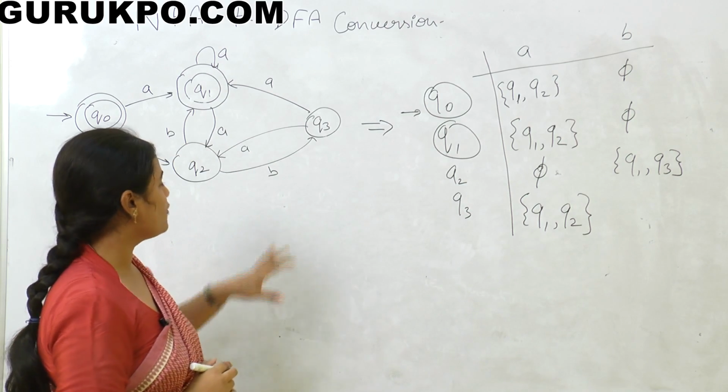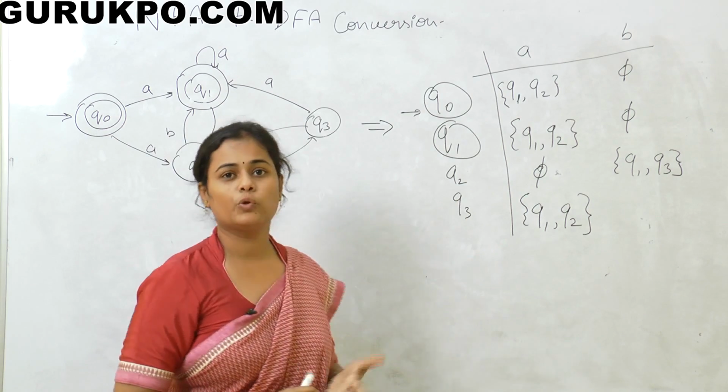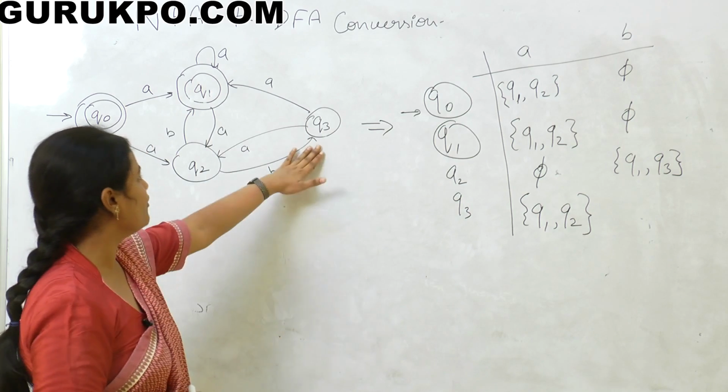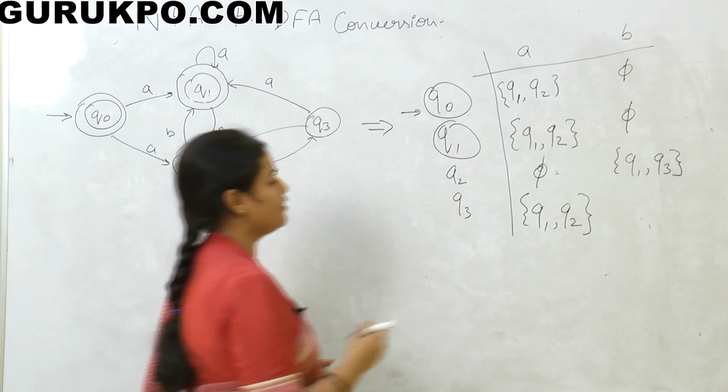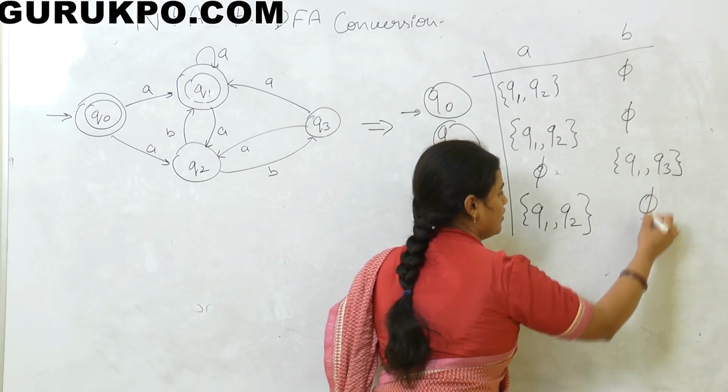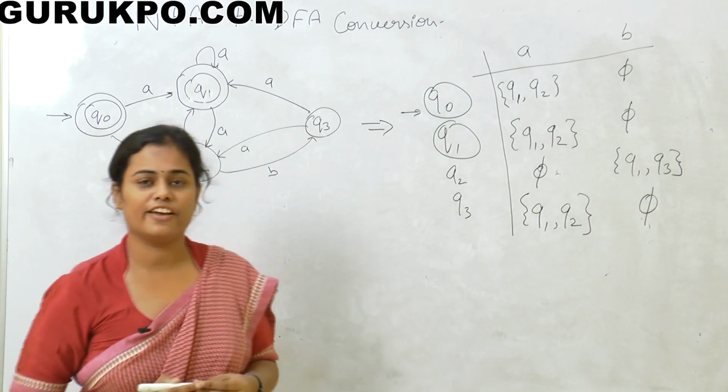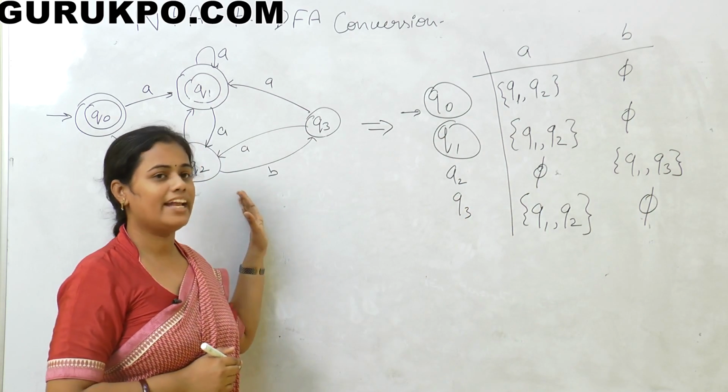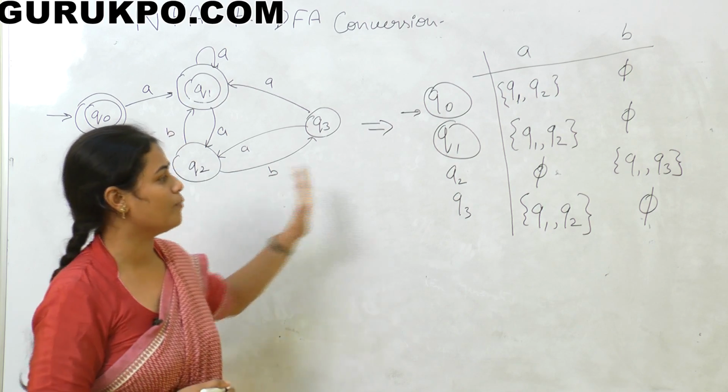Now we have to check whether we are applying B to Q3 or not. At Q3 we are not applying B, that is why we will mention null here. In this way we can represent any NFA or DFA in tabular form.